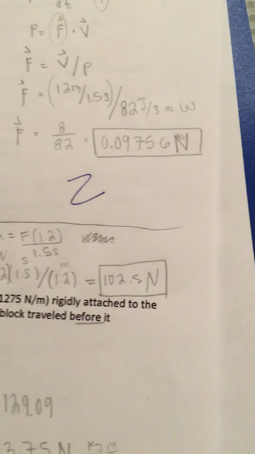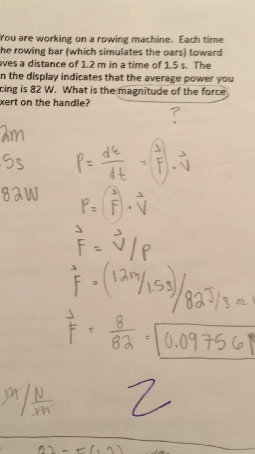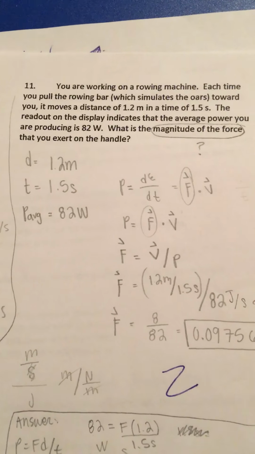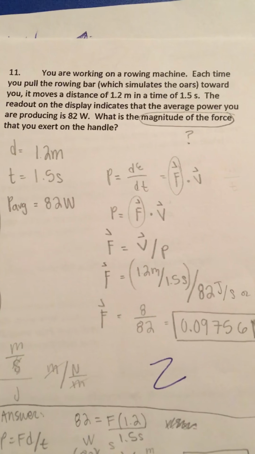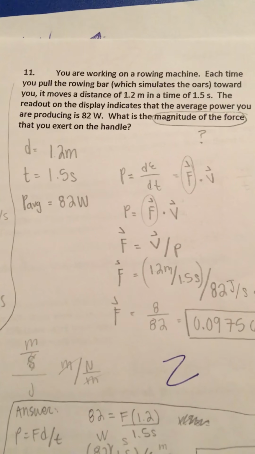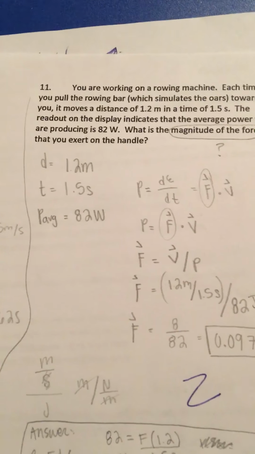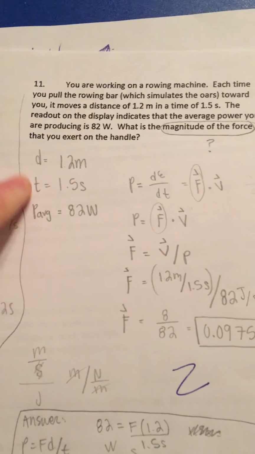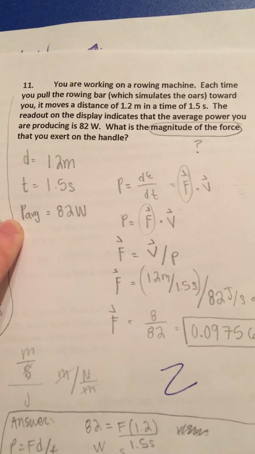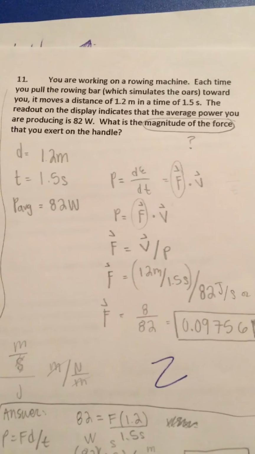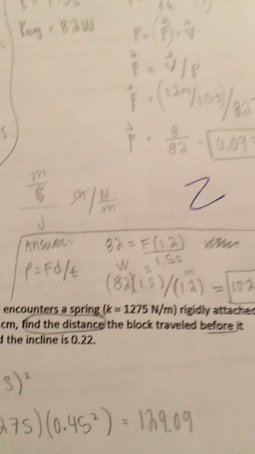Now, the next problem will be problem number 11. Problem number 11 is about you working on a row machine. So this one's pretty straightforward. I'm not going to read the problem out, but pretty much you're given the distance, the time, and the amount of work done to the system, and we're trying to figure out what the force is. It's a lot simpler than I thought. I didn't get there though.